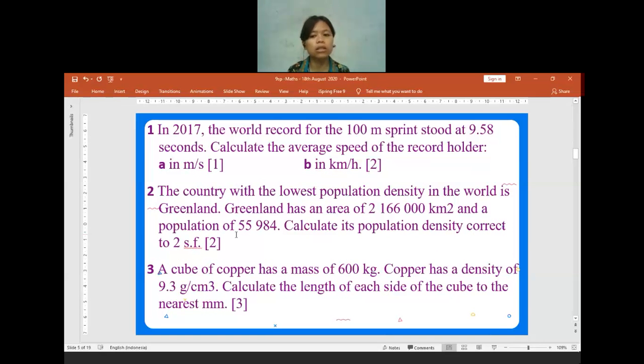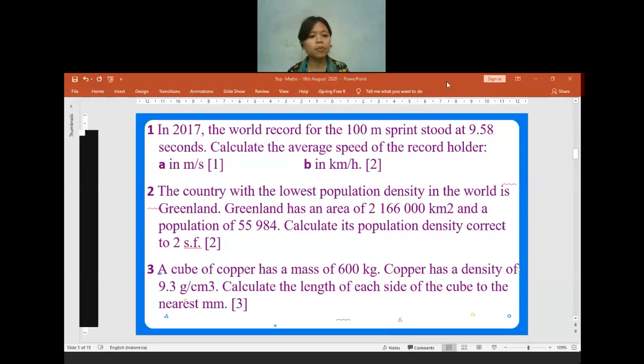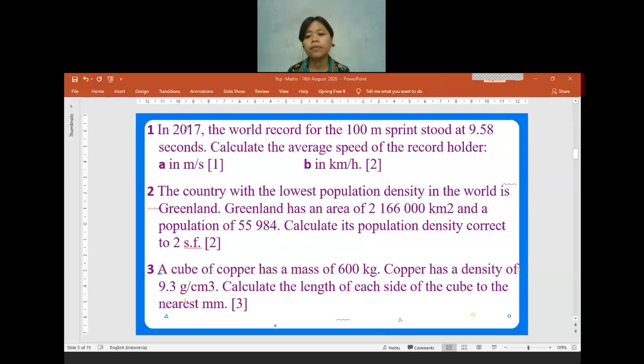At question 1, there is a word problem. So in 2017, the world record for 100 meter sprint stood at 9.58 seconds. Calculate the average speed in meter per second and also kilometer per hour. Now let us find it in meter per second. How do we find the speed? How many divided by how many? 100 meter divided by 9.58. Yeah, how many will it be?